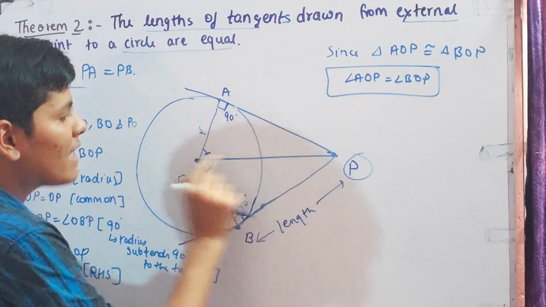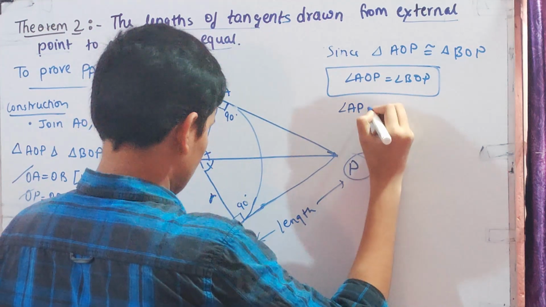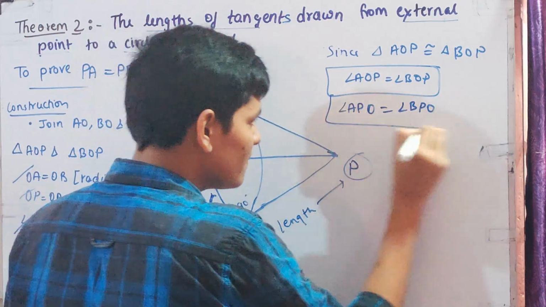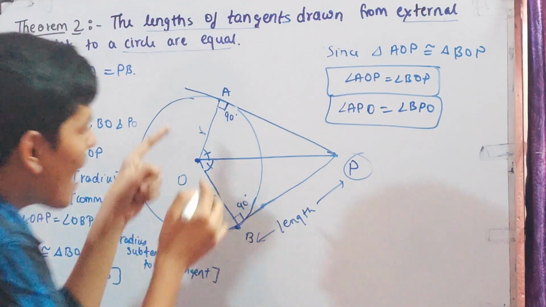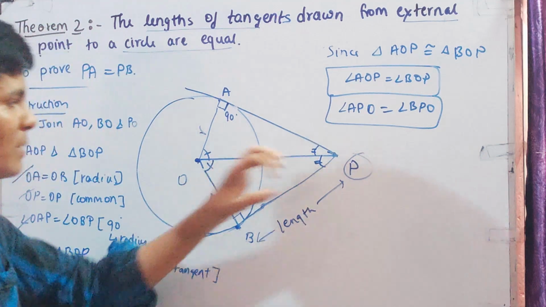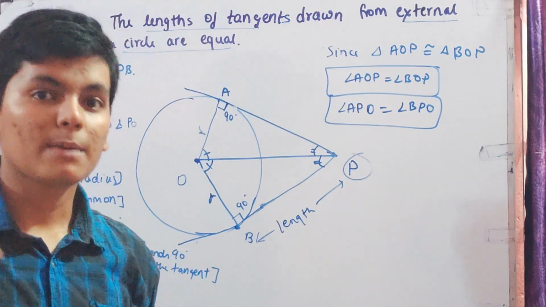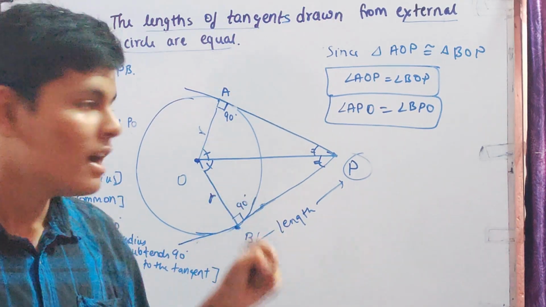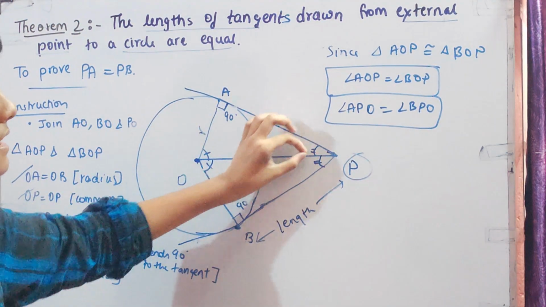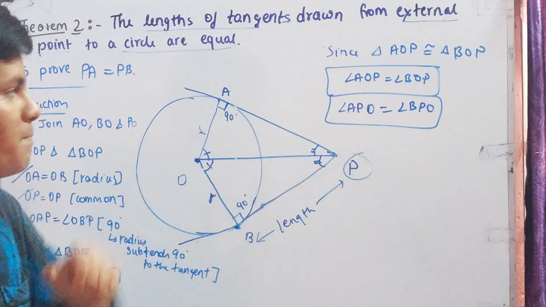Angle AOP and angle BOP, this angle and this angle are equal. Then what can we say? Angle APO is equal to angle BPO. This is also a very important result. Now, how do we write that in a sentence? When a point outside the circle subtends a tangent at a circle with the center O, when we join the center with the point P, the line divides the angle into two equal parts, or the line acts as an angle bisector for point P.